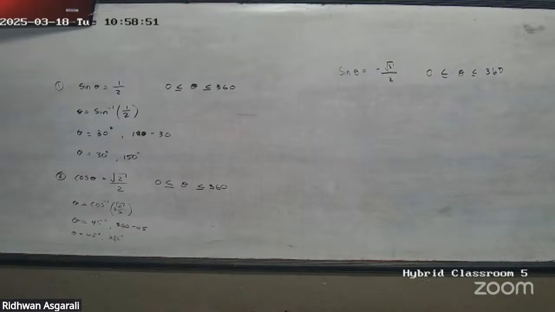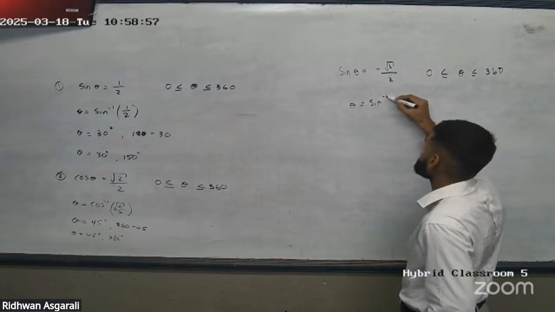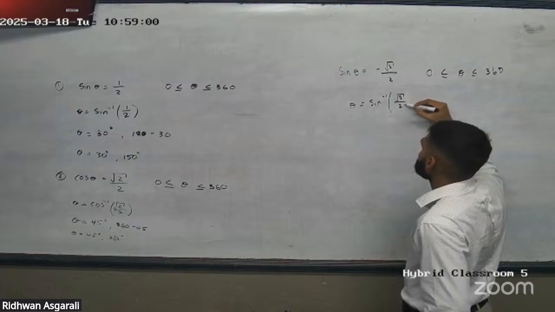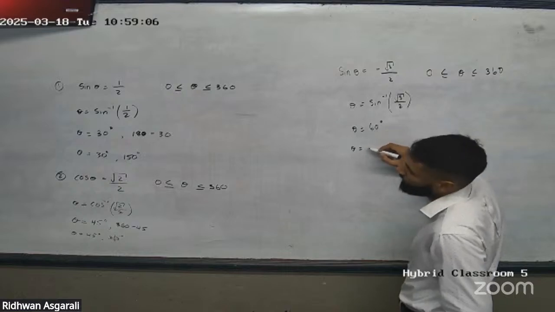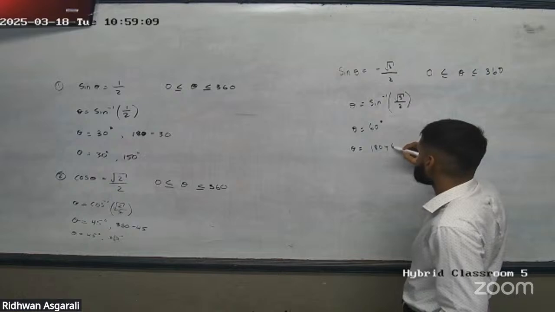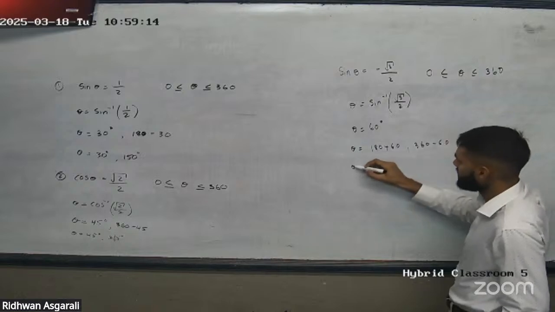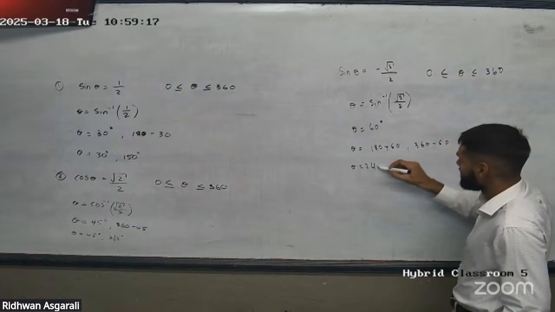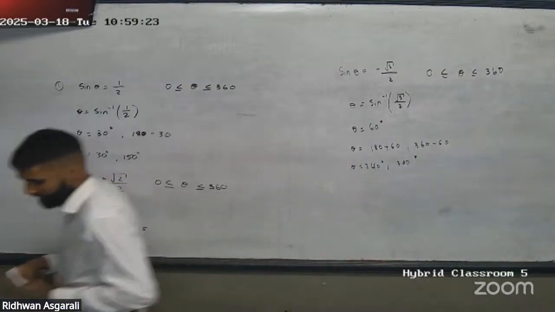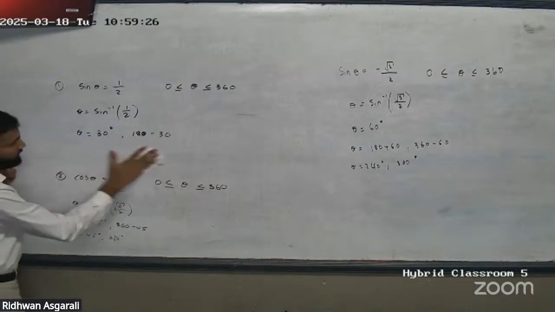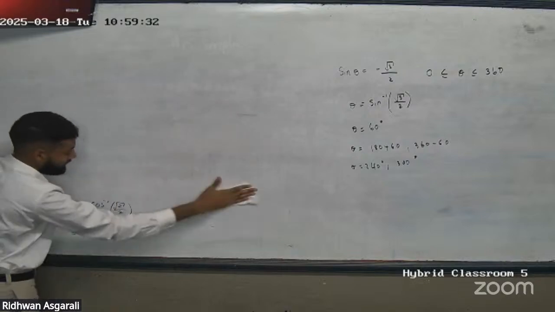Yeah, so theta is sine inverse of square root 3 on 2. Theta is 60. Right, so to find the other quadrants it's 180 plus 60 and 360 minus 60. So we end up with 240 and 300. Yeah, try the next one. There's just one step to solve anything.